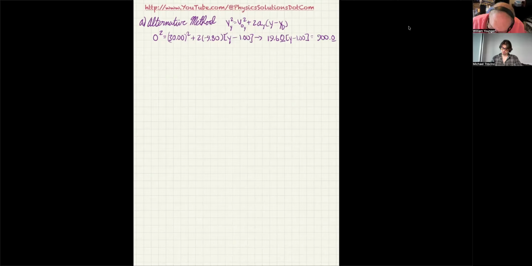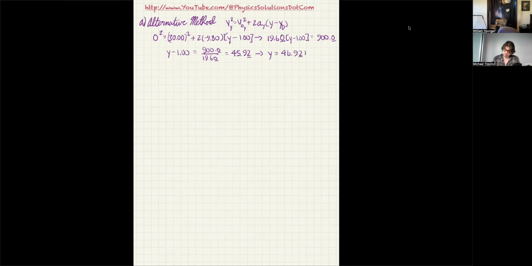Now I can divide both sides by 19.6. So 900 divided by 19.6 gives me 45.92. So now I get y minus 1.00 is equal to 900 divided by 19.60, and that's going to give me 45.92. And then therefore we can solve for y, and y is going to be 46.92 meters.